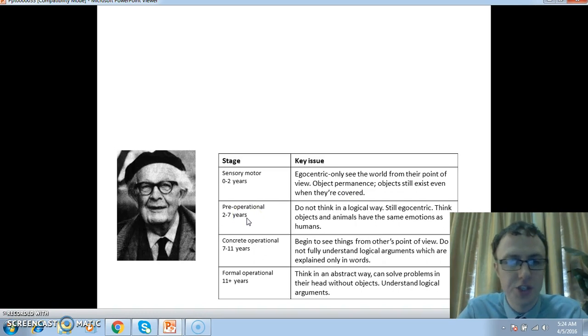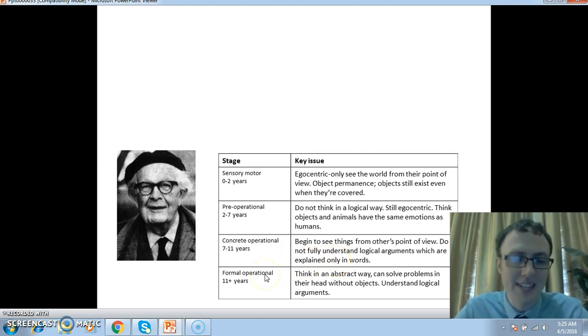The childhood stage, by Piaget, is called the pre-operational stage between the years 2 to 7. Children do not think in a logical way. They're still egocentric. They think objects and animals have the same emotions as humans. Between the years 7 to 11 is the concrete operational stage. They begin to see things from others' point of view. They do not fully understand logical arguments, though they're beginning to understand maybe easier ones that they can write down on a piece of paper and see quite clearly. So they do not fully understand logical arguments which are explained only verbally, in words.